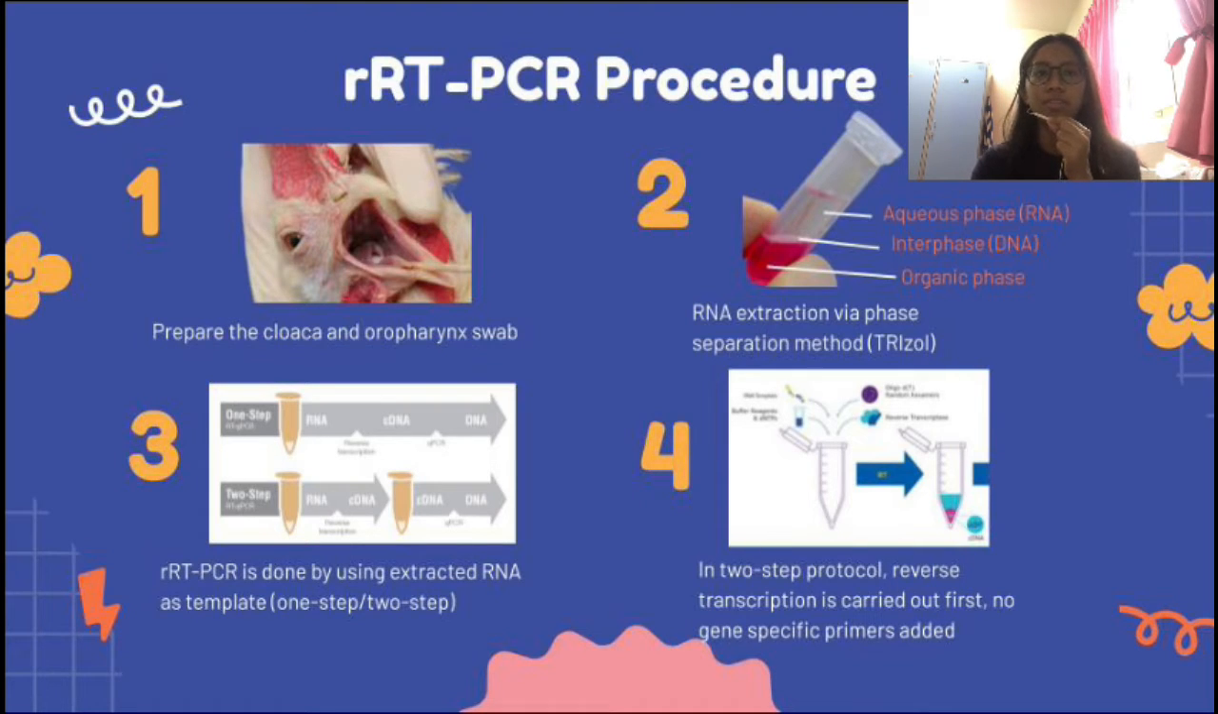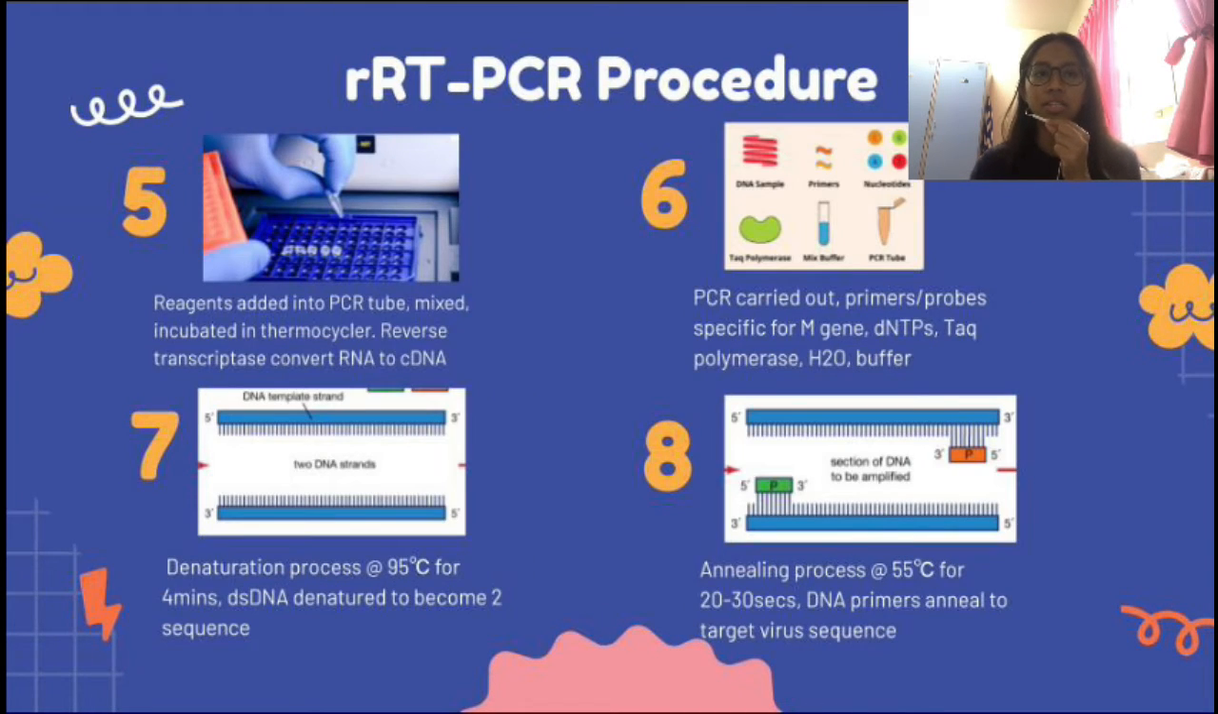Third step, decide if you want to use the 1-step or 2-step RT-PCR technique. If using the 2-step technique, reverse transcription is carried out first. Then, reagents are added into the PCR tube and incubated in a thermocycler. Step 6, once reverse transcription is done, we will proceed with PCR.